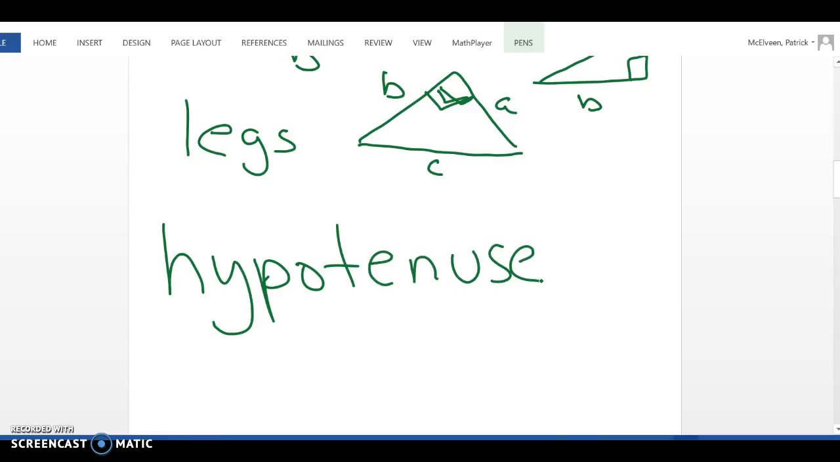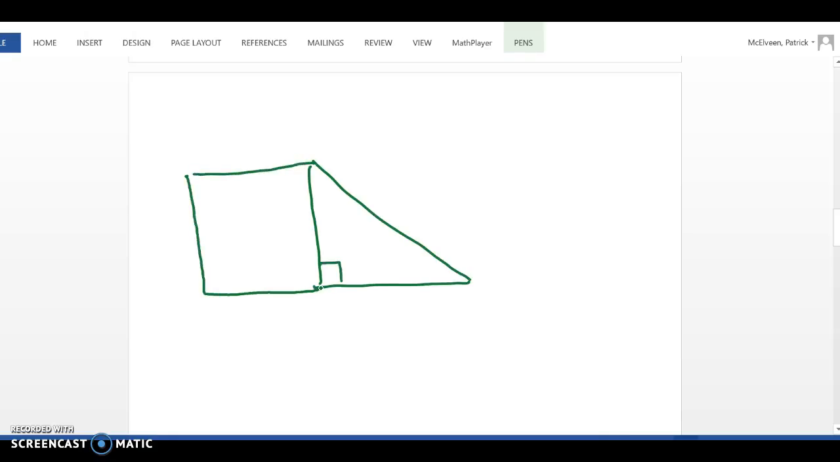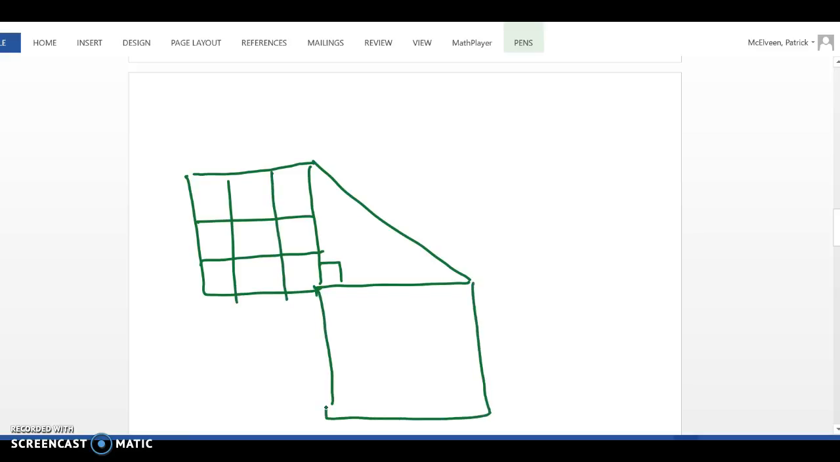Alright, so why are these three sides important? These three sides are important because Mr. Pythagoras discovered that if you made a square off of this side here, let's say this side was 3 units, so you then create a 3 by 3 square. And let's say this side was 4 units, so you have a 4 by 4 square.